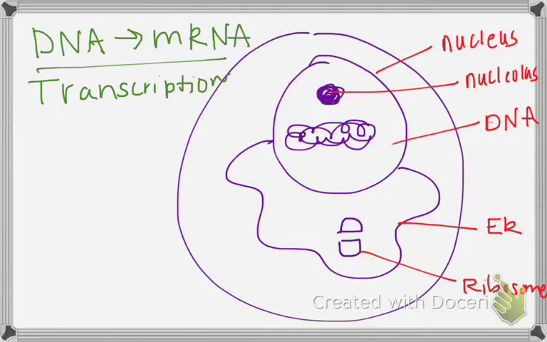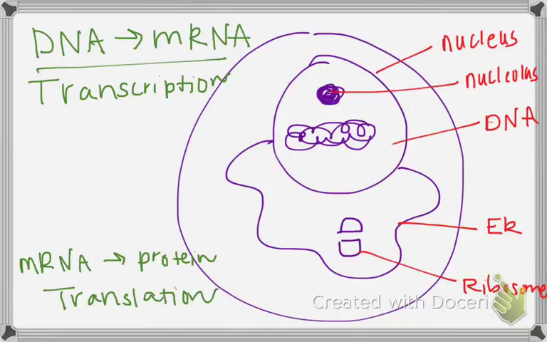Okay, then the RNA, once it's made, goes out to the ribosome and makes a protein. And that is called, so an mRNA makes the protein, that's called translation.